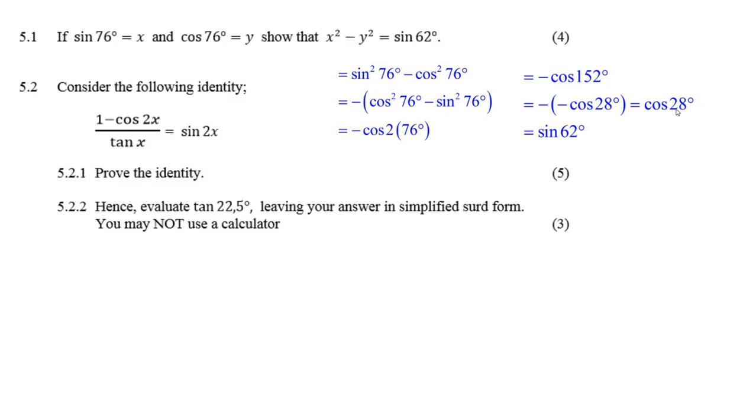But doesn't cofunctions say that the cosine of an angle is the sine of 90 minus an angle, which is the sine of 62 degrees? I just showed that this was true. Now we're supposed to prove this identity.